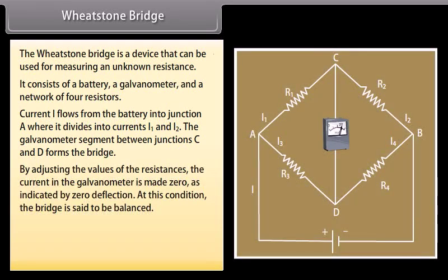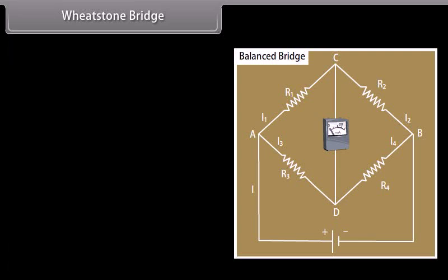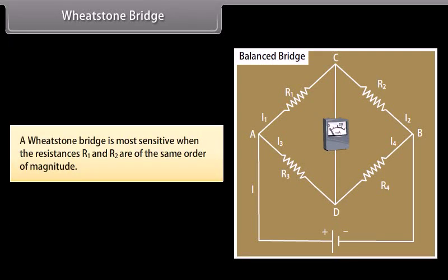By adjusting the values of the resistances, the current in the galvanometer is made 0, as indicated by zero deflection. At this condition, the bridge is said to be balanced. The condition of the balanced bridge is R1/R2 = R3/R4. A Wheatstone bridge is most sensitive when the resistances R1 and R2 are of the same order of magnitude.